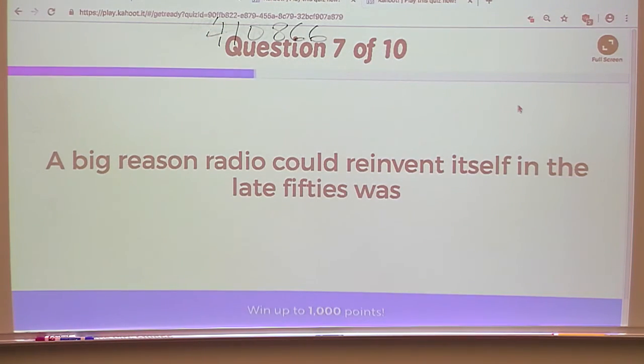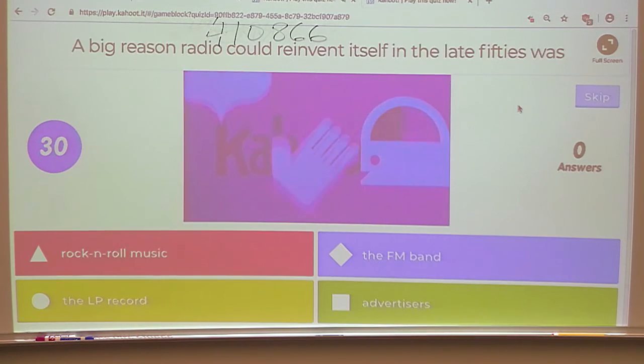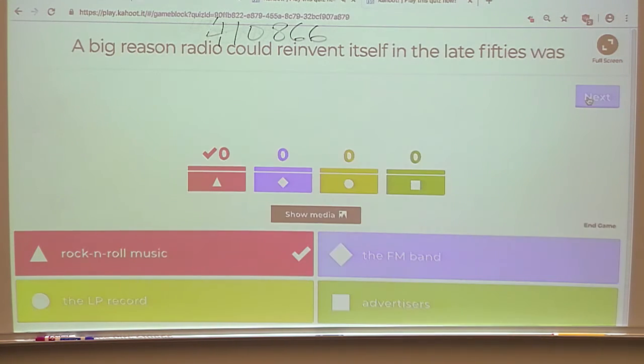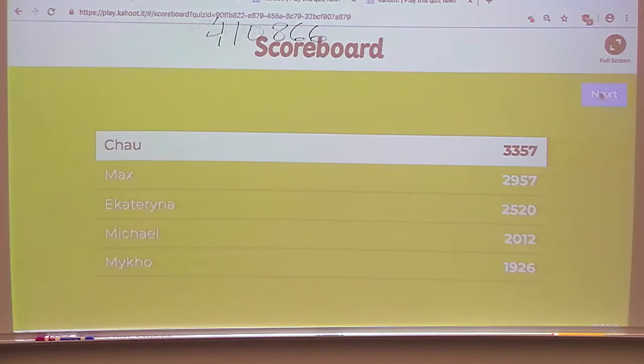A big reason radio could reinvent itself in the late 50s was, okay, sorry guys, I just gave it to you, rock and roll music. I know you can't win the Kahoots, but you can do great on the exam, okay? So a big reason radio could reinvent itself is that it started to play rock and roll music.